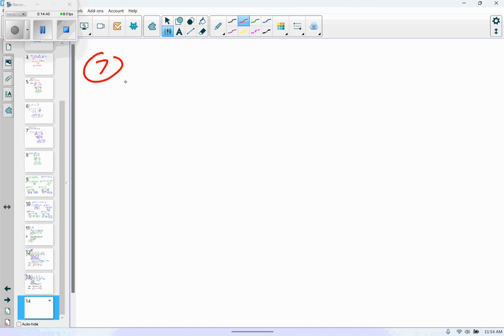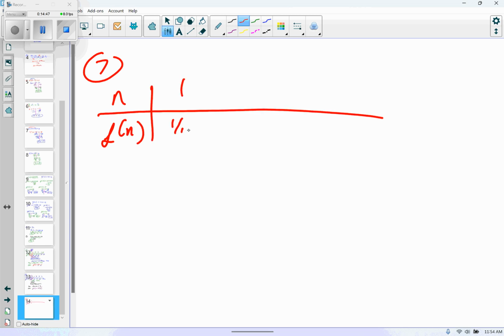Number 7, I have n and f at n. I get 1, this is 1/4. 2, this is 1/8. 3, this is 1/16. 4, we don't know. 5, we don't know. What does it appear is taking place?